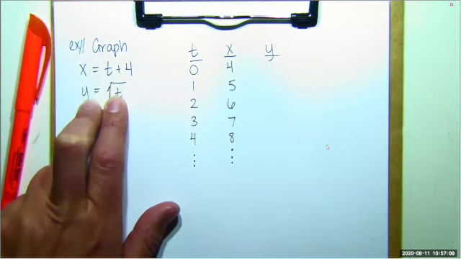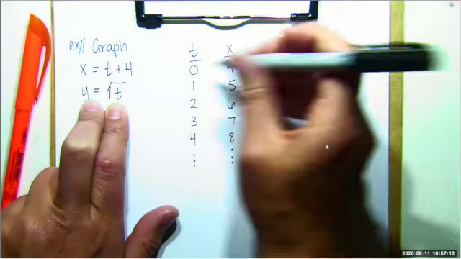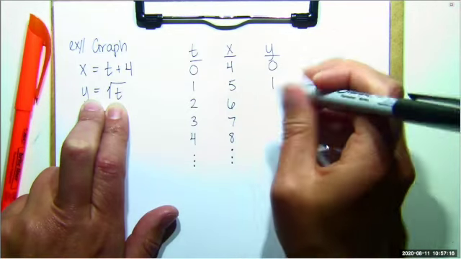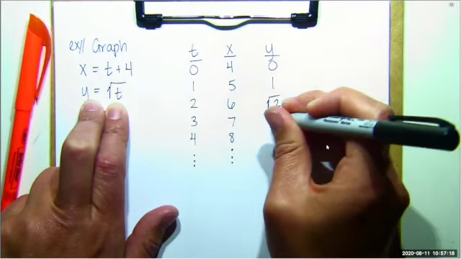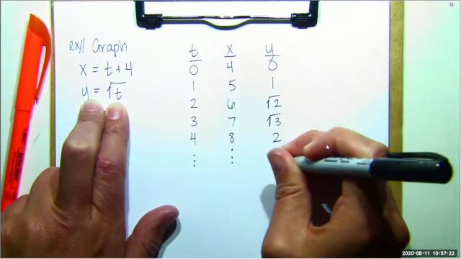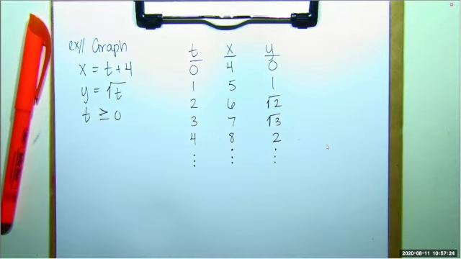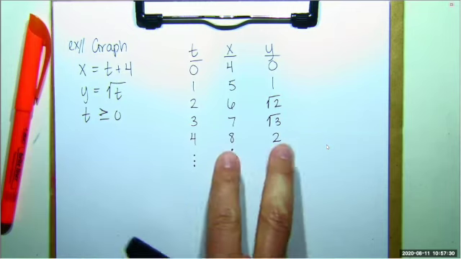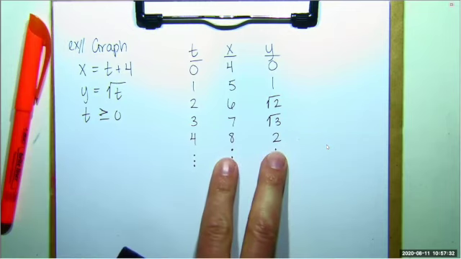For y is equal to the square root of t. So the square root of 0 is 0. Square root of 1 is 1. Square root of 2. Square root of 3. Square root of 4 is 2, and then it continues. So now these values of t helped us come up with these values of x and y.